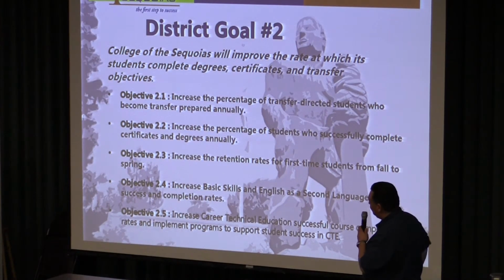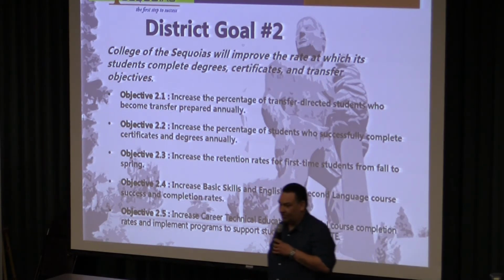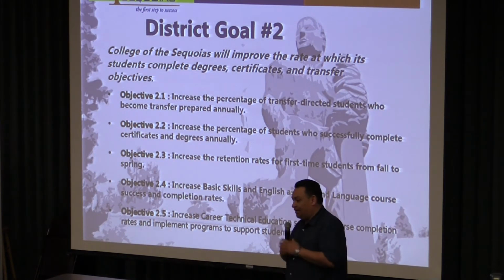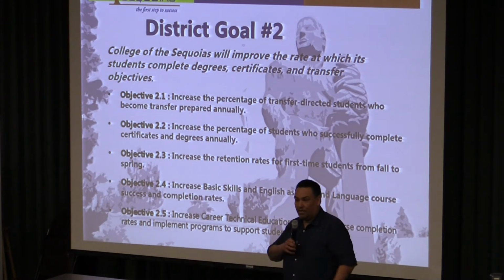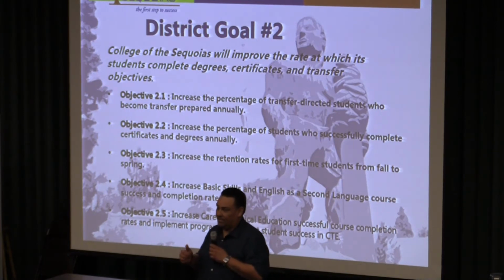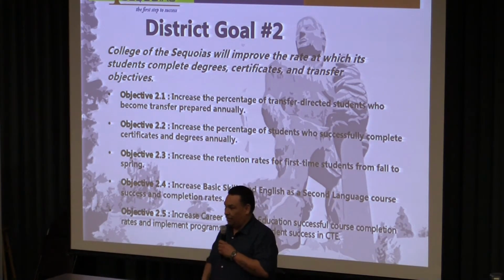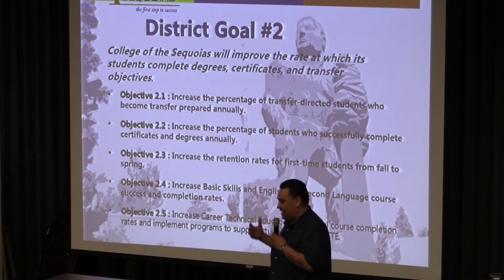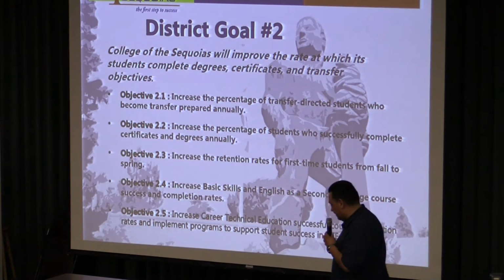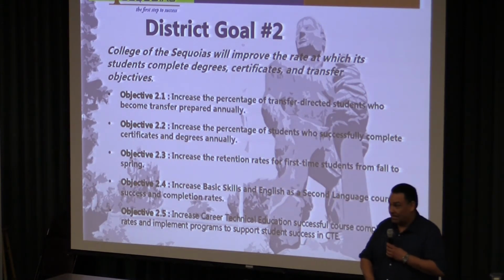District objective 2.1, what we're looking to do is to increase the number or percentage of transfer directed students to become transfer prepared. What we found is in the data that over a 3-year period, 2009 to 2012, we experienced about a 2.3% increase. Some of that data, however, may have been driven because we saw a decrease in our overall student enrollment. So we need to figure out a better way of how to increase the percentage of our students to get there. And furthermore, this is required by the Student Success Scorecard for the state.